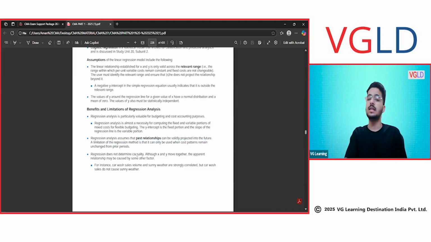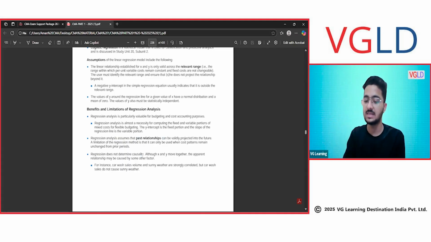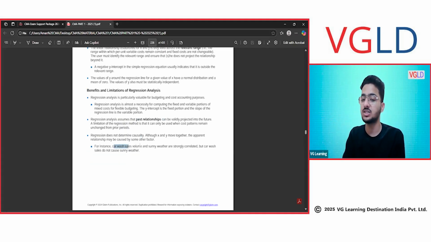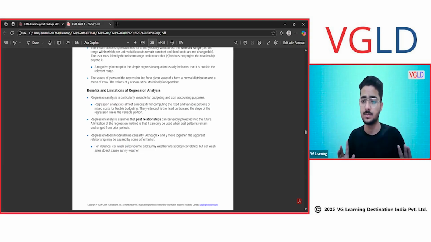Second, regression does not determine causality. What is this causality? I gave an example in the assumption only: X is an independent variable. Sales is dependent on advertising, but advertising is not dependent on sales. Here is the example given: car wash sales volume and sunny weather. Both are there. See, car wash sales volume, number of car washes, and sunny weather. If there is sunny weather, my car wash sales increase, right?